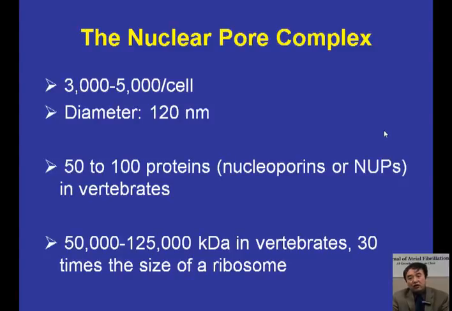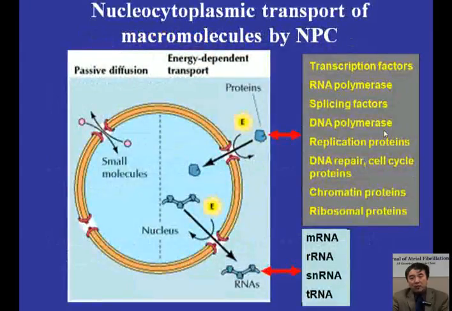The major function of the nuclear pore complex is nucleocytoplasmic transport of macromolecules. Molecules with a molecular weight of less than 40 kilodalton can go through the nuclear pore freely by passive diffusion. However, for molecules with a molecular weight of more than 40 kilodalton, energy-dependent transport is required.